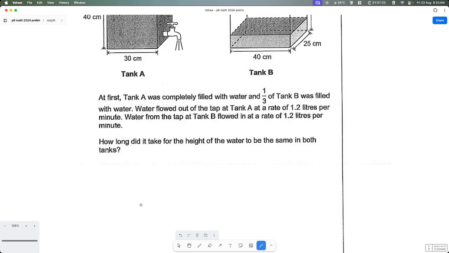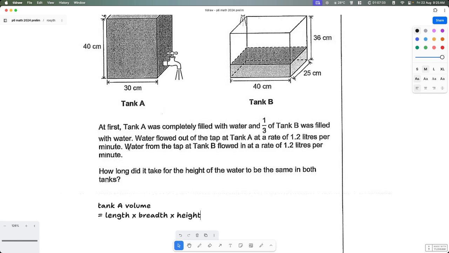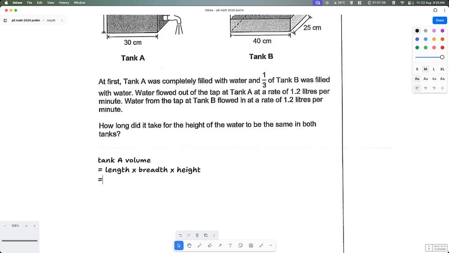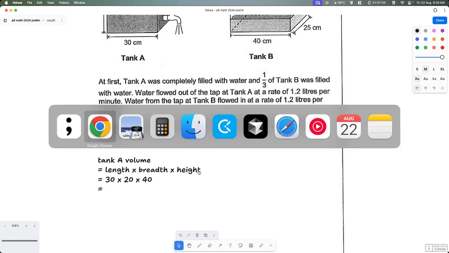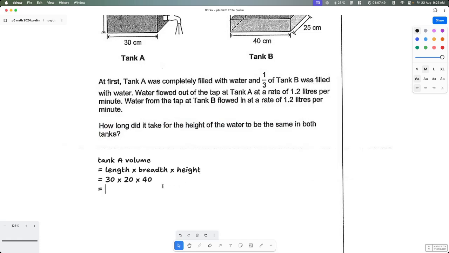Okay, so in this case, you want to know the total volume for tank A and tank B, right? So tank A volume is equal to length times breadth times height. So 30 times 20 times 40, which is 24,000 cubic centimeters, equal to 24 liters.